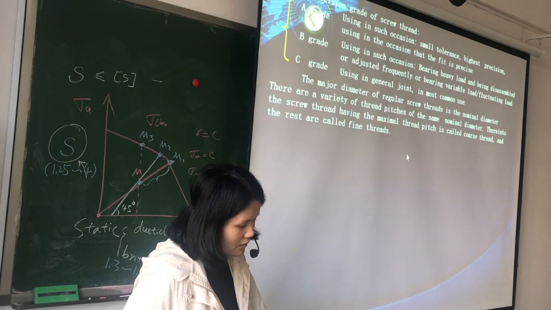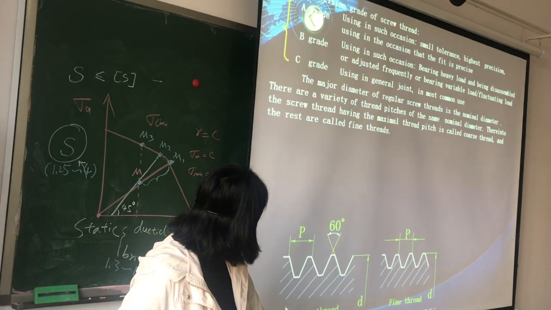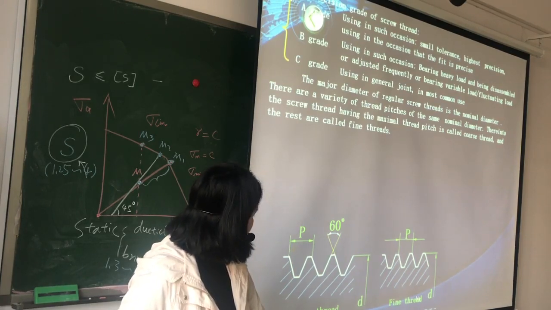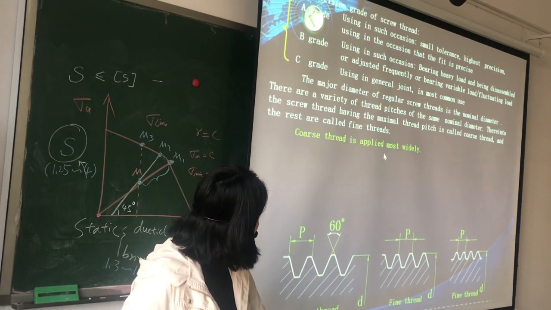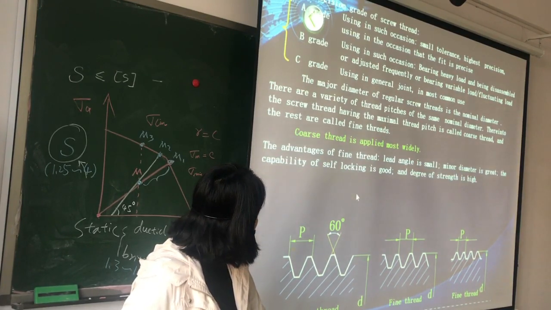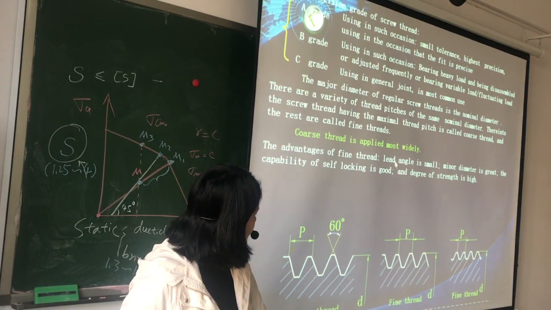And we also can divide the screw thread into coarse thread and fine thread. This is fine thread. And the coarse thread is applied most widely. The advantage of fine thread is the lead angle is small and the minor diameter is great, and the capability of self-locking is good, and the degree of strength is high.